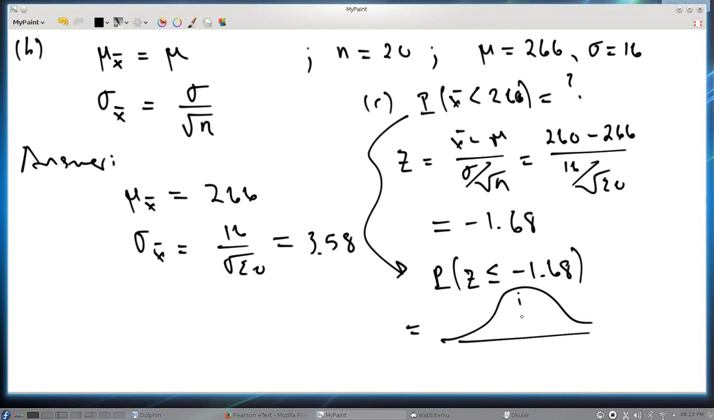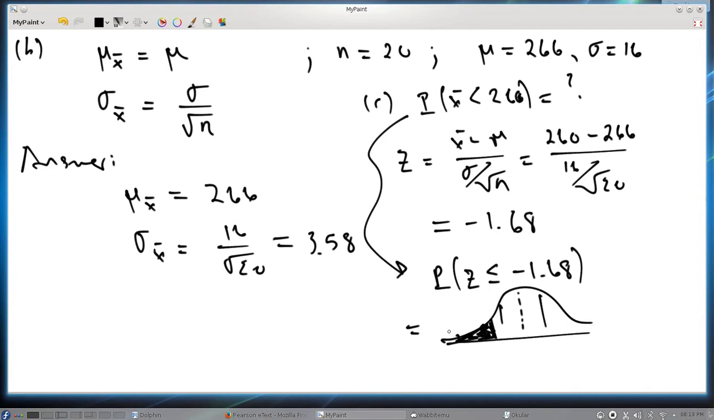We have a plus 1 here, negative 1 here, negative 2, negative 3. So negative 1.68 is somewhere around here, and this is the region that we are after. So it's a pretty small region, very small, less than 6% or so. It will probably get about 6% or so.